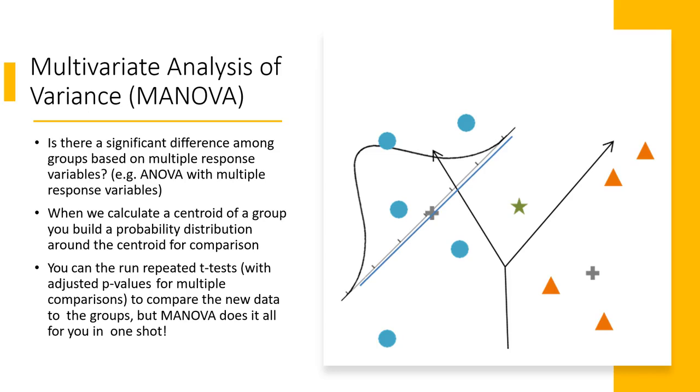We will calculate the centroid of a group. You'll build a probability distribution around that centroid for the purposes of comparison. And then you can run repeated t-tests. Just make sure that you use adjusted p-values for the multiple comparisons so that you can compare the new data to the groups. But MANOVA does this all at once.